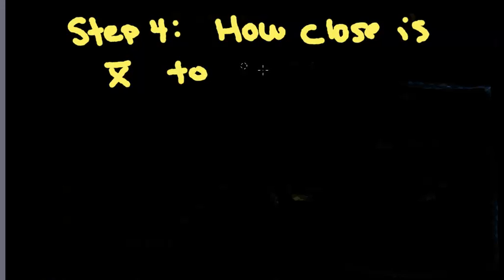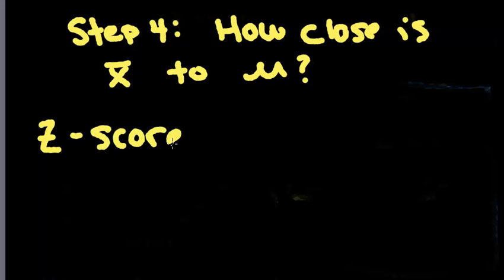And then step 4 is to look to see how close x-bar is to mu. Are they far enough away to say that they're different? Are they close enough to say that their variation is simply due to the fact that we have a sample and a population? So how do we do that? We do that by calculating the z-score. The z-score measures how many standard deviations these two things are away from each other.